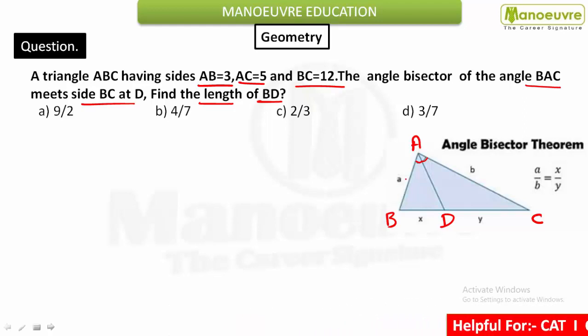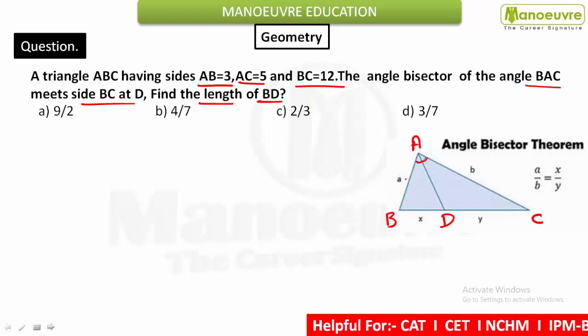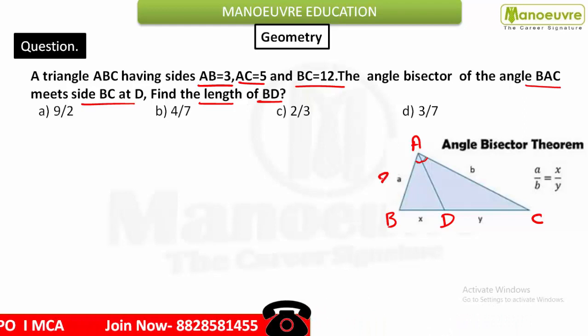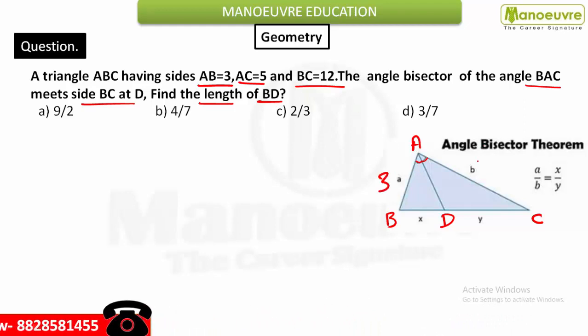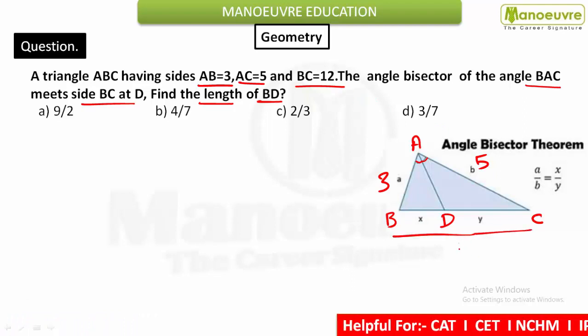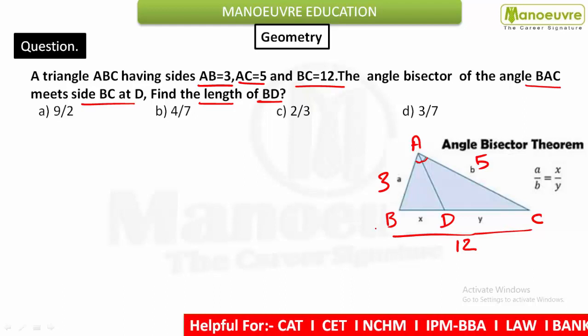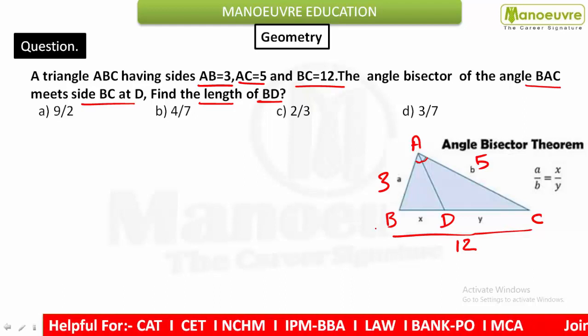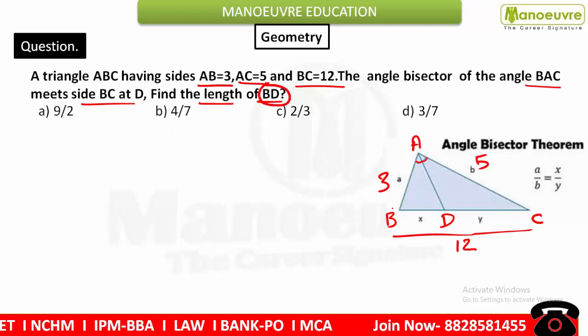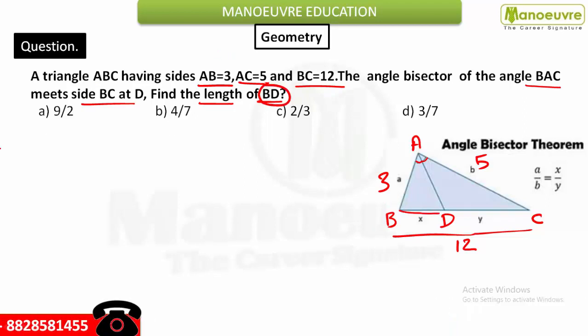Okay, so I have already taught you what the theorem says. The values are given: AB is 3 and AC is 5. BC, this whole X plus Y, is 12. So now you have to find BD. BD means this side you have to find. Okay, so how can you find it? By the traditional method. Let's see.